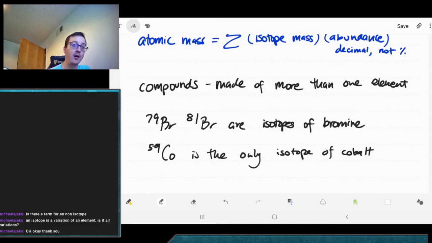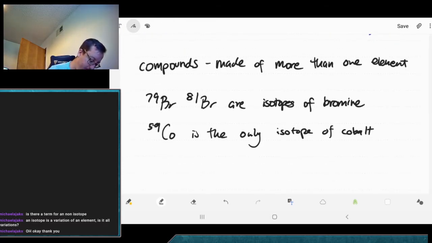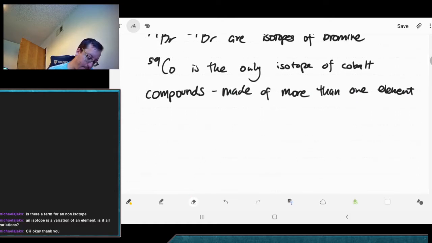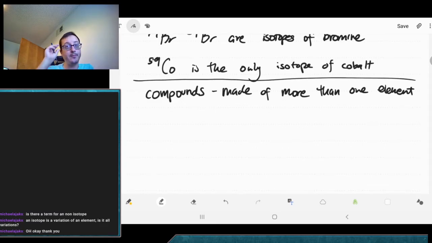Okay, where were we? So compounds are made of more than one element. And just for fun, all of those elements will have their own numbers of isotopes and isotope flavors and all that. We're going to see, for example, here is a compound. Actually, let me move this down. Let's put a line here. There we go. So compounds are made of more than one element.